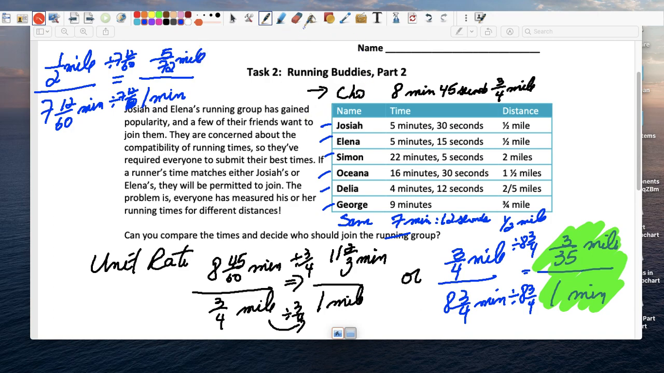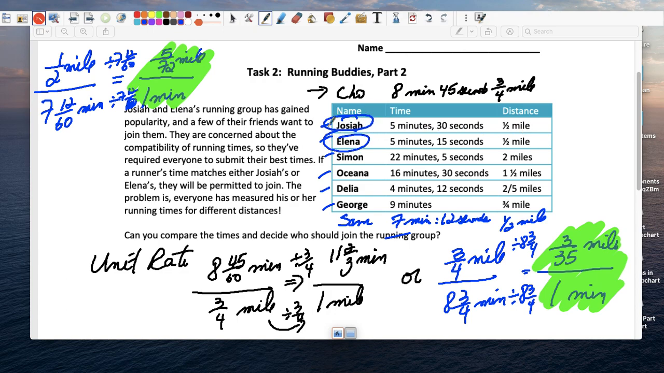Now you can compare this with that, and then you can determine if she and I can run together, or she's too slow, or she's too fast, but her time should be the same as mine. So that's your task. These two here, you did on the front page, right?